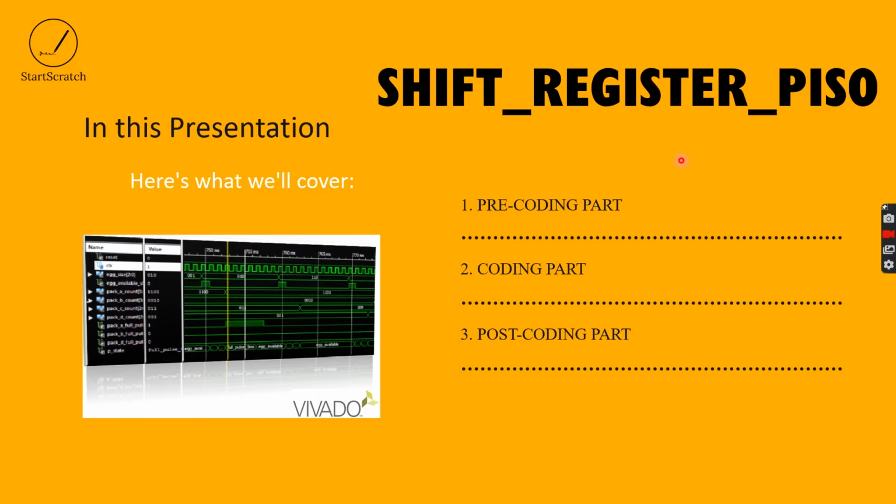In this video, you will get to know how the parallel input serial output shift register works and how to design a Verilog code for it. I am splitting this whole video into two parts, part 1 and part 2. In part 1, which is this video, I am covering the pre-coding part and the coding part, which will cover the circuit diagram, functionality, and Verilog code. The post coding part, that is part 2, will be on the Vivado tool. We will be seeing the simulation and the synthesis in part 2 of this video.